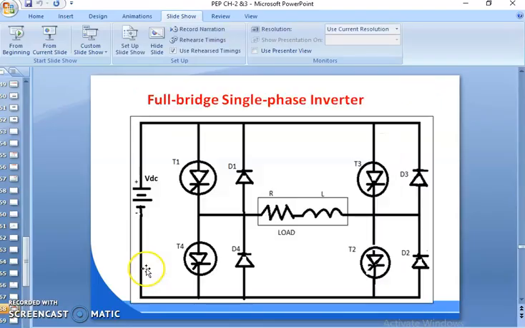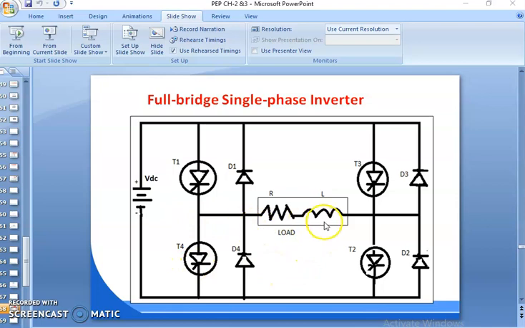And the diodes are connected in such a manner that diode D1 is connected antiparallel with thyristor T1 and diode D2 is connected antiparallel with thyristor T2, and diode D3 is connected antiparallel with thyristor T3 and diode D4 is connected antiparallel with thyristor T4.